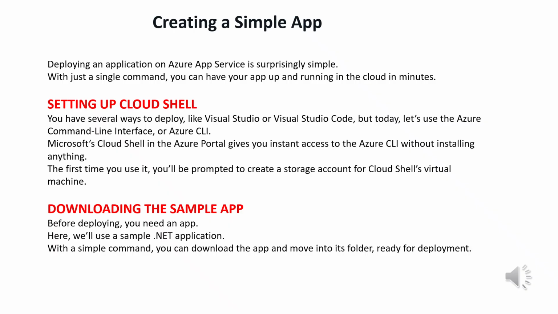You have several ways to deploy, like Visual Studio or Visual Studio Code, but today, let's use the Azure Command Line Interface, or AZ-CLI. Microsoft's Cloud Shell in the Azure portal gives you instant access to the AZ-CLI without installing anything. The first time you use it, you'll be prompted to create a storage account for Cloud Shell's virtual machine. Before deploying, you need an app. Here, we'll use a sample .NET application. With a simple command, you can download the app and move into its folder, ready for deployment.